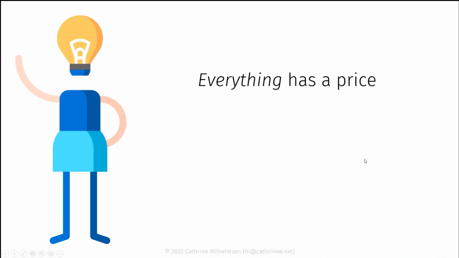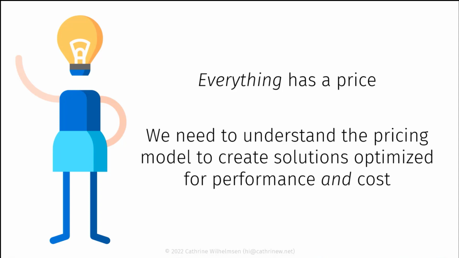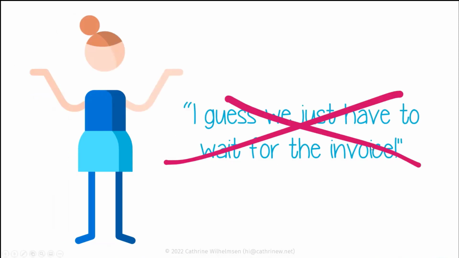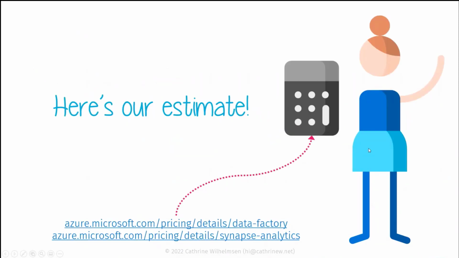With pipelines, everything has a price, from the clicks that you do to the operations that you're running, and you just need to be aware of that because we as developers, we need to understand this pricing model to create solutions that are optimized not only for performance, but also for cost. So previous best practices that we may have been used to might not apply in this case. So make sure that you understand it. So instead of saying, I guess we just have to wait for the invoice, don't do that. Go check out the calculator and deliver those estimates with confidence to your project manager.